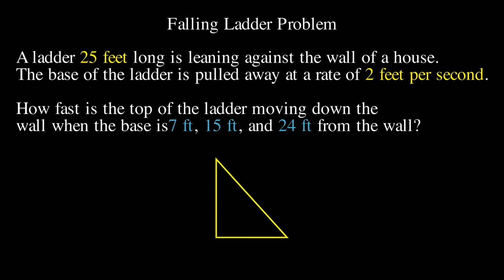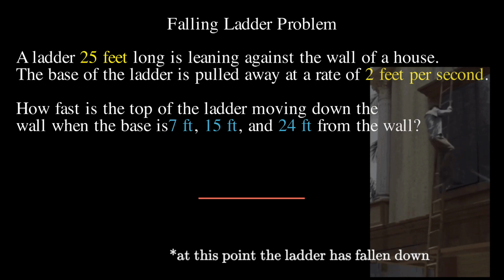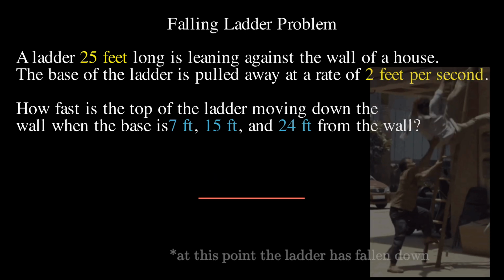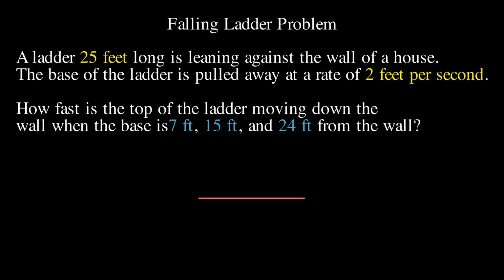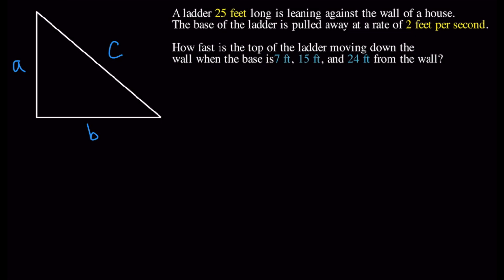Looking at the problem, we can model the situation with the ladder acting as the hypotenuse of a right triangle. Its height will be sliding down, and the base will be extending forward. Here we can see the extremes of the problem. So our first step here is to translate this word problem into mathematical expressions.